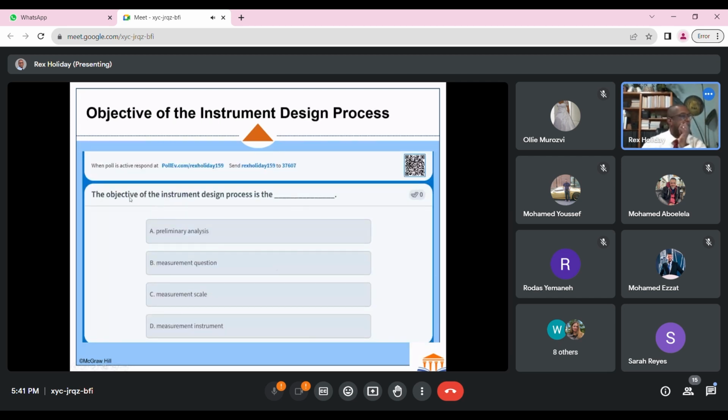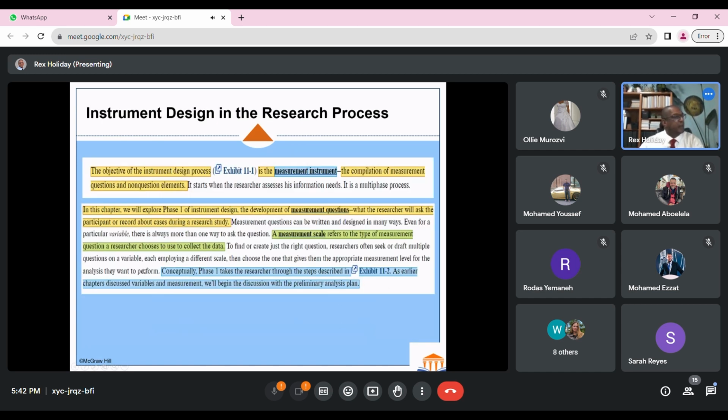So the objective of the instrument design process is the... A, B, C, or D? And this is from last week. Correct, it is the measurement instrument. Very good. The objective of the instrument design process is the measurement instrument, the compilation of measurement questions and non-question elements. There you go.